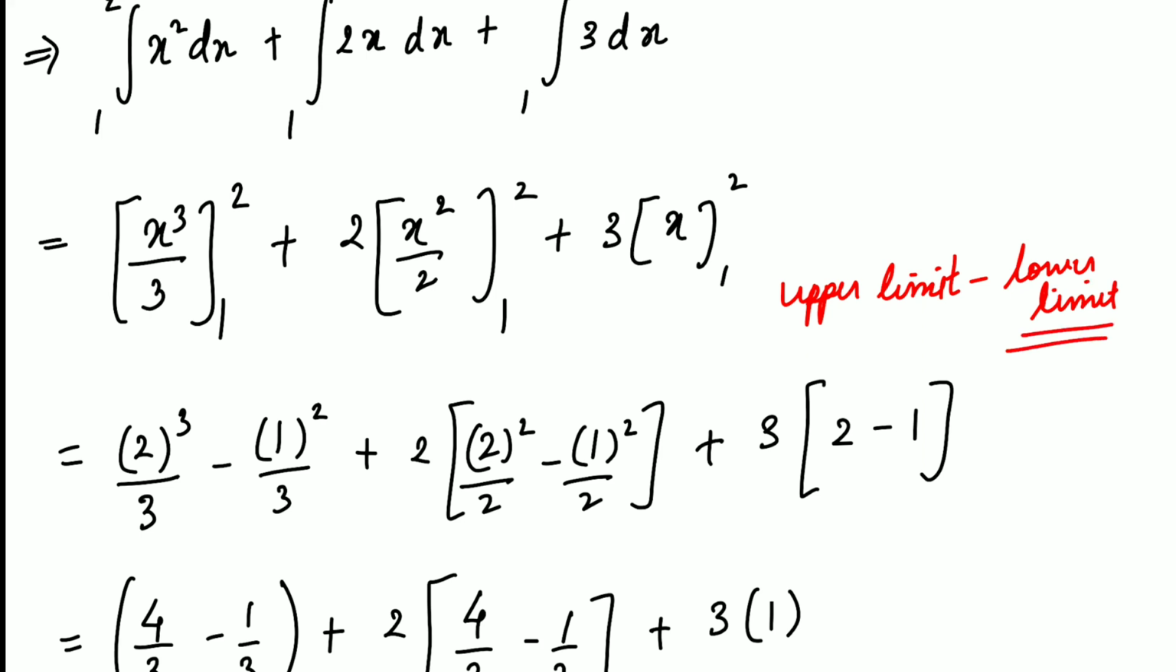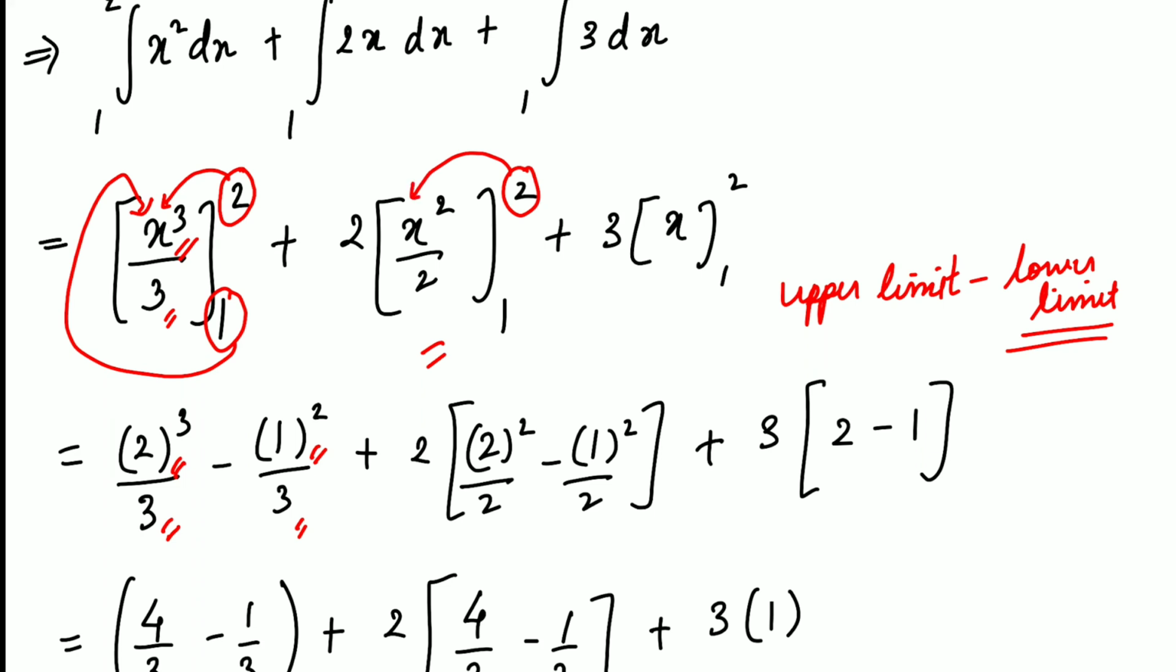So the answer is x to the power 3 upon 3, right? So you apply the upper limit first, that is your 2. So that is 2 to the power 3 upon 3. Wherever the x is, you apply the limit, right? Minus, this is your lower limit. Apply 1 as your lower limit, that is 1 to the power 3 upon 3. Very similarly, in this one also, apply the upper limit first, that is 2 to the power 2 upon 2, then minus the lower limit, that is 1 to the power 2 upon 2.